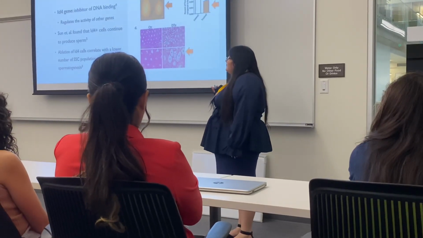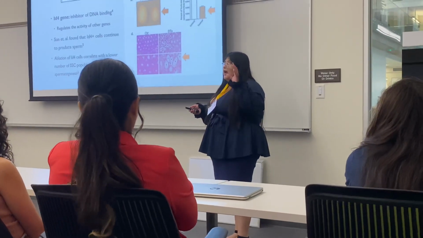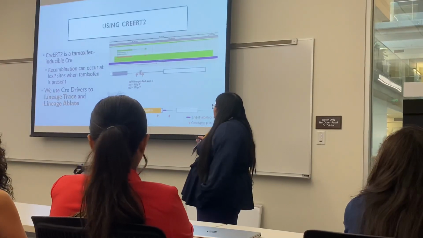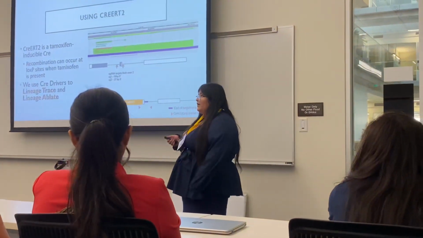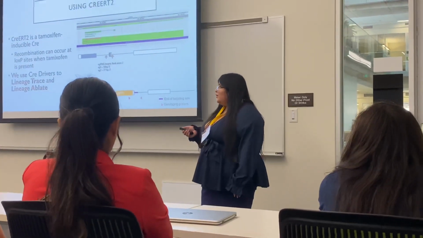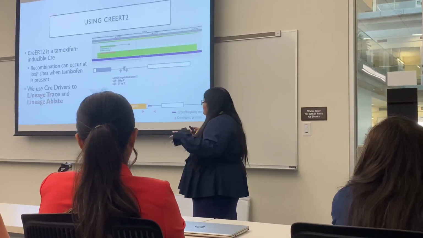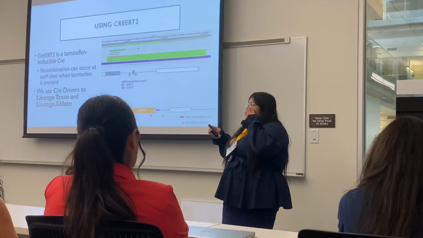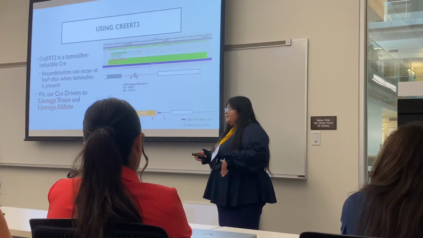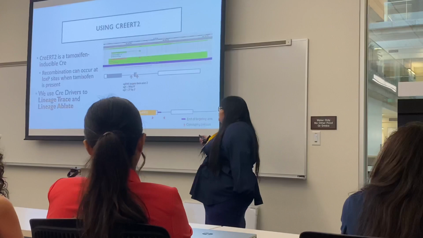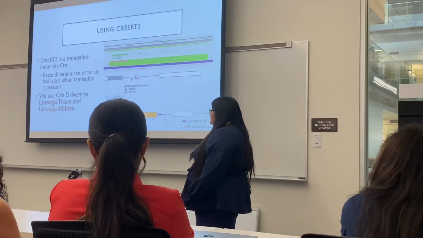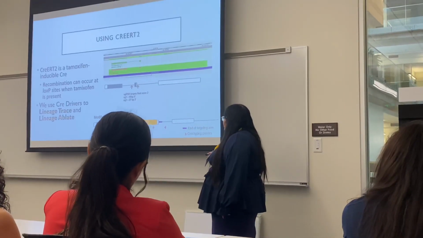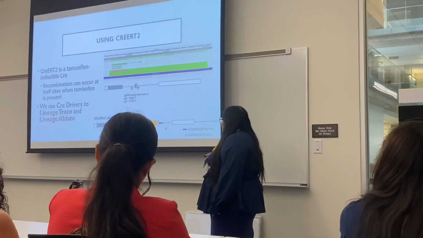We can potentially use this as a marker for SSCs throughout that prospermatogonial stage. The way that we can do that with the lineage tracing and ablation is through the use of a Cre driver, which is a genetically engineered tool. It's a tyrosine recombinase, so it's an enzyme that can essentially induce recombination in the genome at a specific site. So Cre-ERT2 is a tamoxifen-inducible Cre in particular, where recombination can occur at the loxP sites, which are represented here by these arrows, when tamoxifen is present.